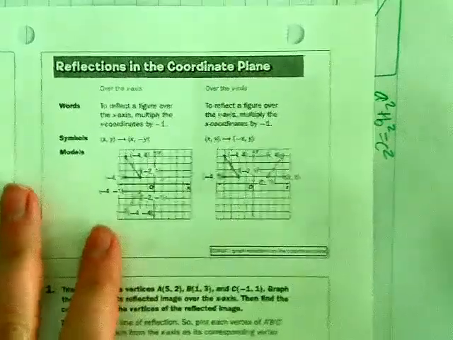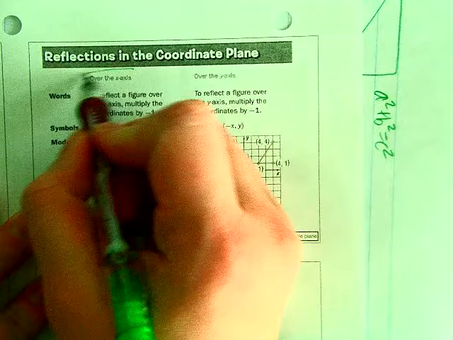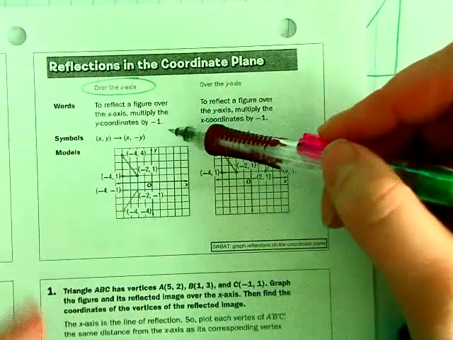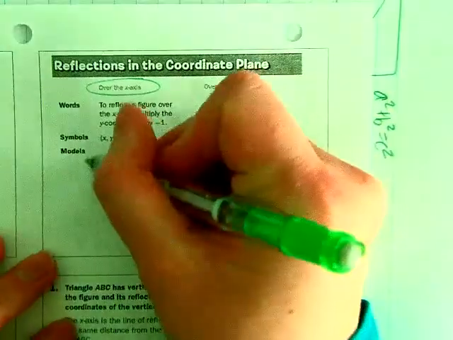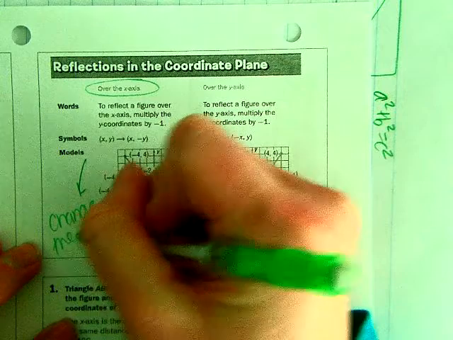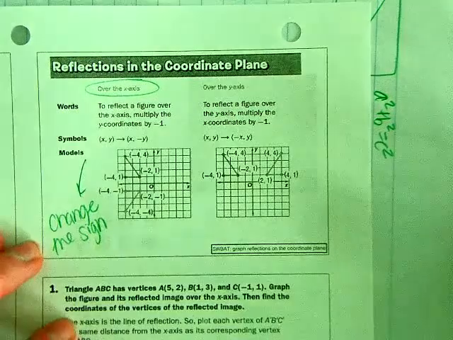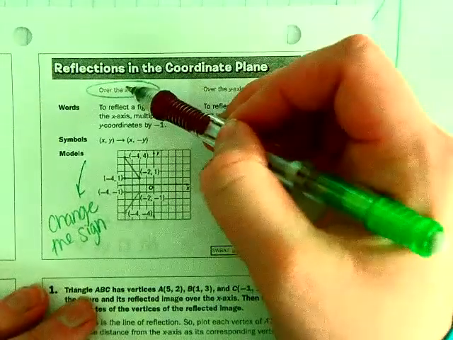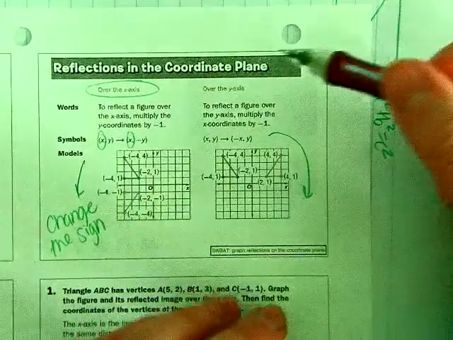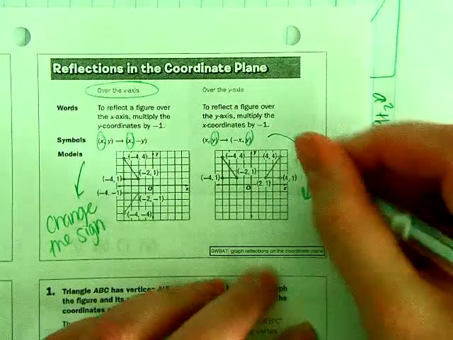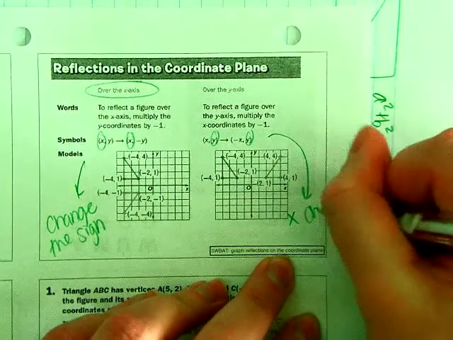Corbin. What we're going to see here is reflections on the coordinate plane. If they want us to reflect something over the x-axis, to reflect a figure over the x-axis, multiply the y-coordinate by -1, which just means change the sign. So if it was positive, it becomes negative. If it was negative, it becomes positive. If it's over the x-axis, x stays the same. If it's over the y-axis, y stays the same, and x changes the sign.